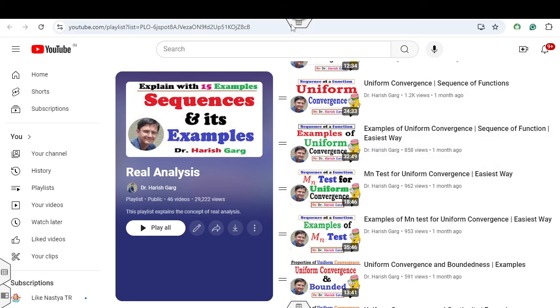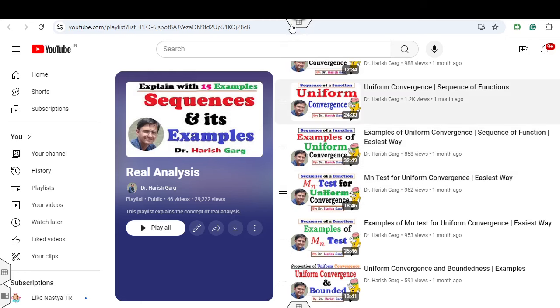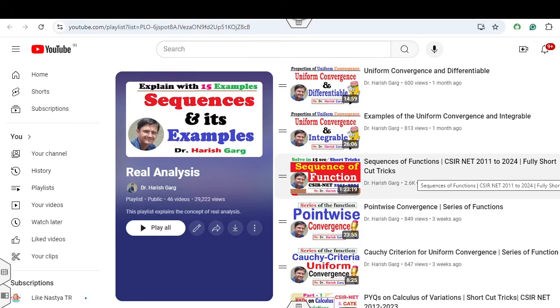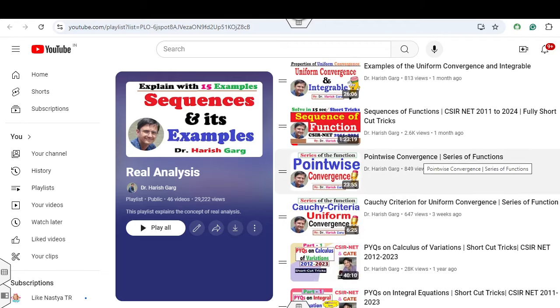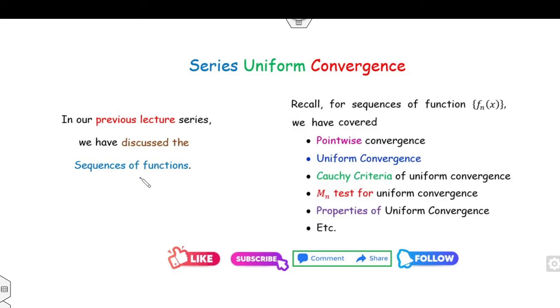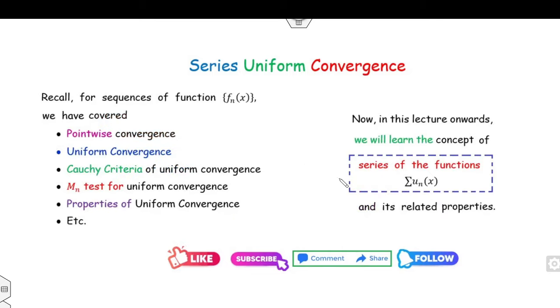We have seen that in our previous lecture we have defined and explained completely the sequences of functions. You can see the various lectures available. Also I have explained the concept of CSIR NET examination problems with the help of shortcut tricks. Apart from them, we have defined the series of functions as pointwise and the Cauchy criteria. As I mentioned, we have covered all these points in our last lectures. In this lecture, we will define the concept of the series of functions and try to understand all these properties with the help of series of functions.